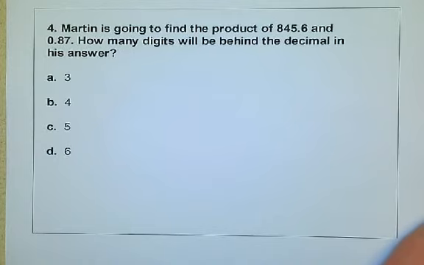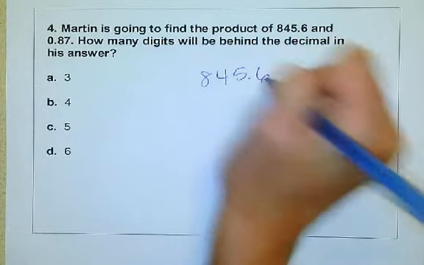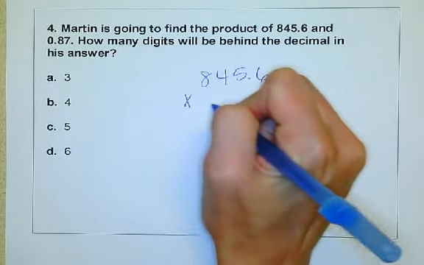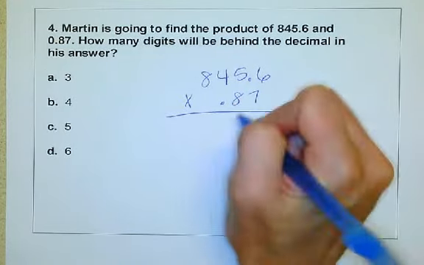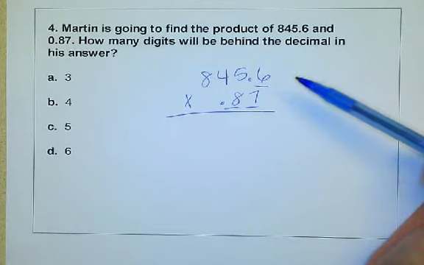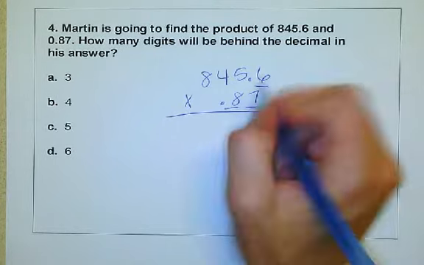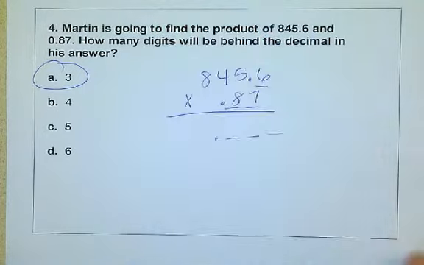If you have number 26 on your desk, I need you to stand up. Can you explain to me how you know how many decimal places there will be in your answer or product? Alright, you said that there are 3 decimal places in my problem, so there's going to be 3 decimal places in my answer. I agree with that, so the answer is A. Good job.